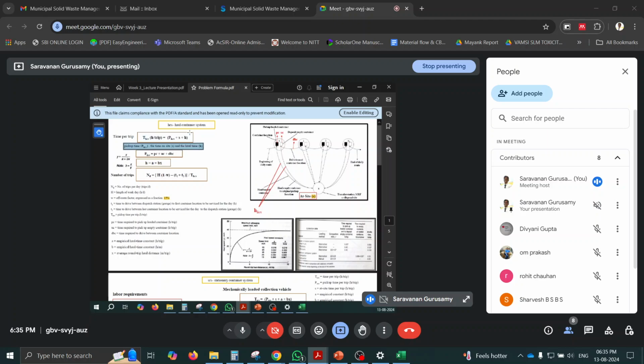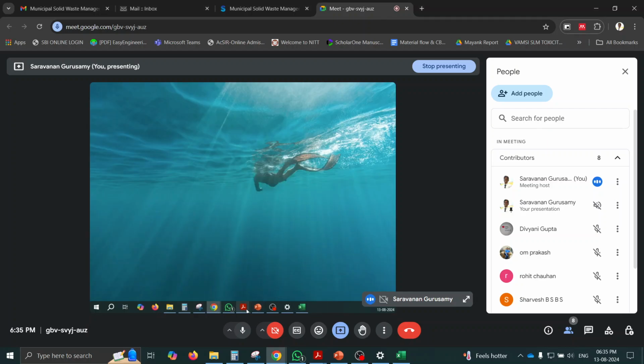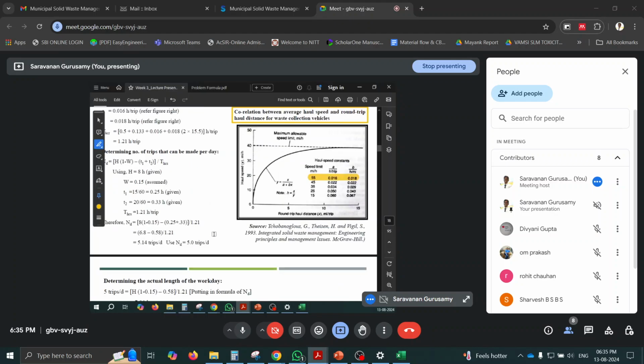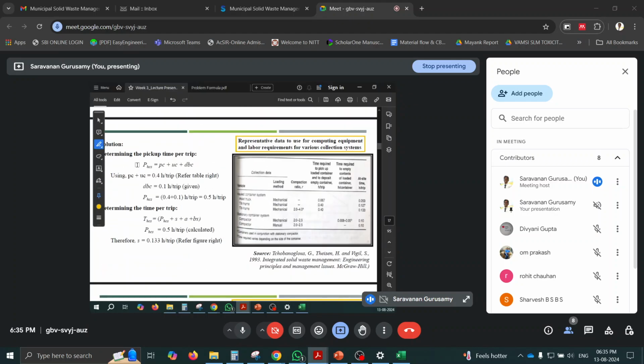THCS will be the summation of pickup time, on-site time and haul time, P plus S plus H. H we can find with A plus BX. Pickup time we can find with PC plus UC plus DBC. Yes, they are already given. Hope you got the formula. So we first have to find PHCS, which will be pickup plus unload plus DBC.